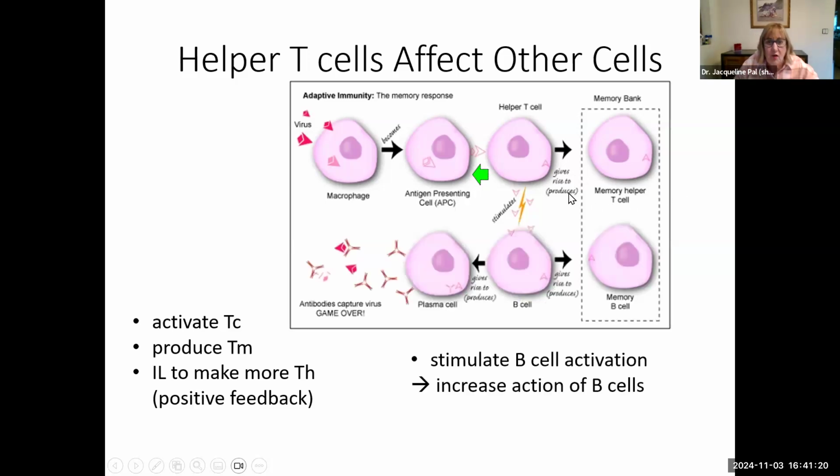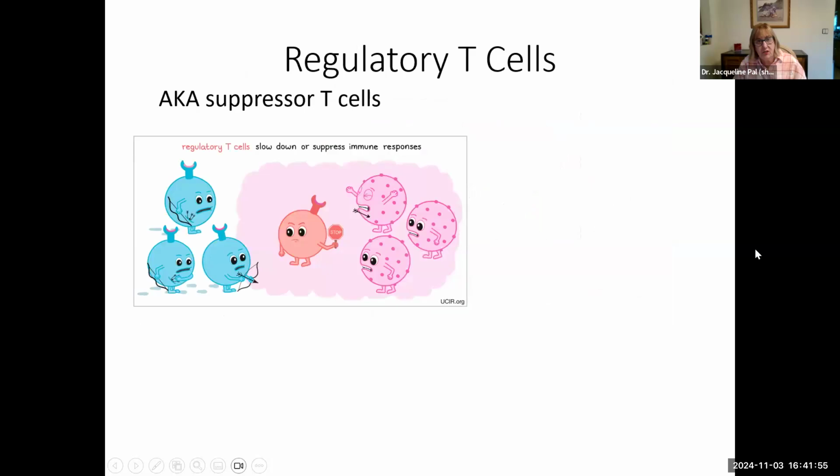And they're also going to be stimulating naive B cells so that they will become plasma cells secreting antibodies, which can then bind to the antigen, which was engulfed by the macrophage, as well as make memory B cells against that same antigen. So you would have both memory helper T cells and memory cytotoxic T cells and memory B cells all against that same antigen.